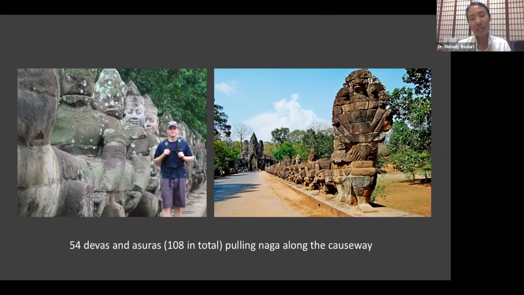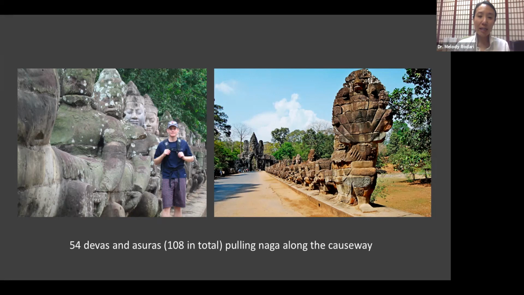So remember that there are 5 causeways in total. Now, the number 108 is very important. It is associated with victory. And we see this number being important throughout Indic religions and throughout different monuments of Angkor in general. This imagery of the devas and asuras pulling on a naga. A naga is a serpent deity. You can see that they're holding onto something. It kind of looks like a rope. It's in fact the body of the naga. And you can see at the terminus, the head of the naga itself.